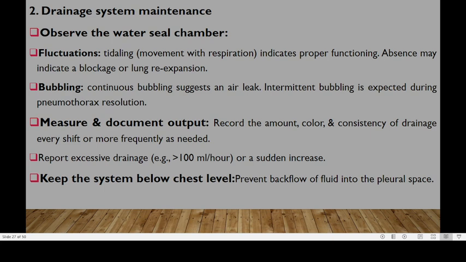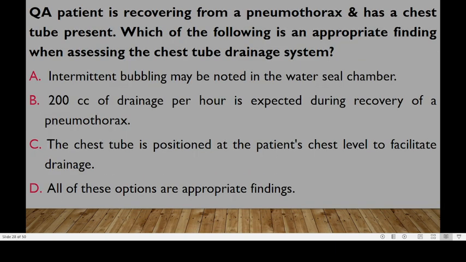You also need to record the amount, color, and consistency of the drainage every shift or more frequently as needed. Report excessive drainage, for example more than 100 mL per hour or a sudden increase. You have to report that. Keep the system below the chest level. This will help prevent backflow of fluid into the pleural space.